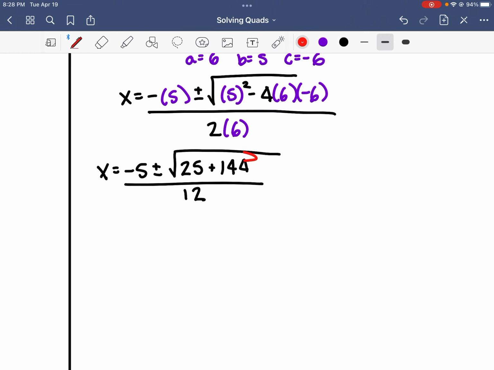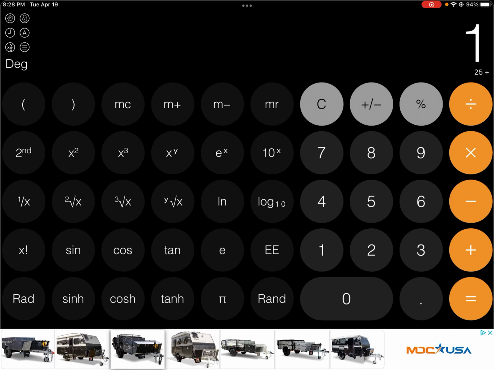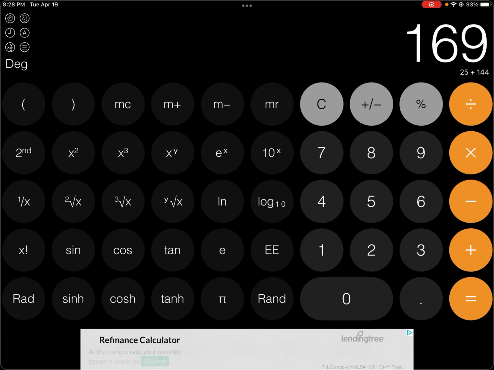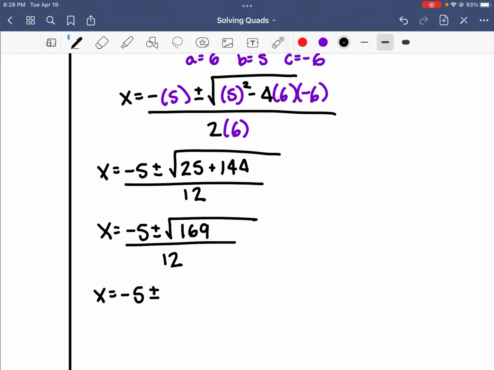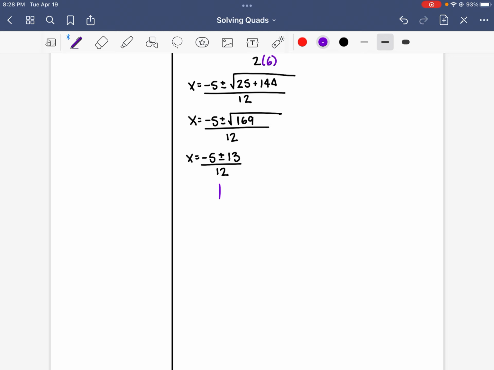Now I'm going to simplify inside my radical. So I get x equals -5 plus or minus the square root. And I'm going to do 25 plus 144, and that gives me 169 over 12. Next step is I'm going to take my square root. So I'm going to do 169, and I'm going to hit my square root button, and that gives me 13, which is a lot nicer than that radical. 13 over 12. And this is when I get to my two cases.